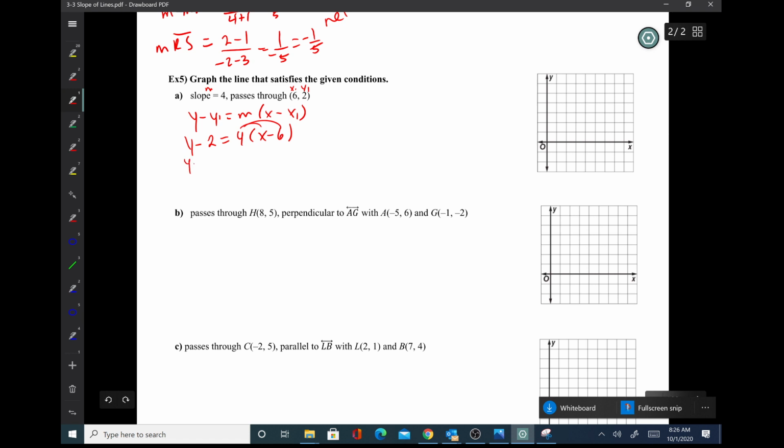Distribute the 4. We get y minus 2 equals 4x minus 24. If you're struggling with this, you can go back and watch the videos on Math Ninja about the point-slope formula, okay? But this should just be a review. Plus 2, plus 2, so we get y equals 4x minus 22. Okay? I could graph this if I wanted. I would graph (6, 2) first. 1, 2, 3, 4, 5, 6, 2. So I'd graph that point first. And I'd follow the slope, which is up 4, right 1, or down 4, left 1. So that's the graph, right?